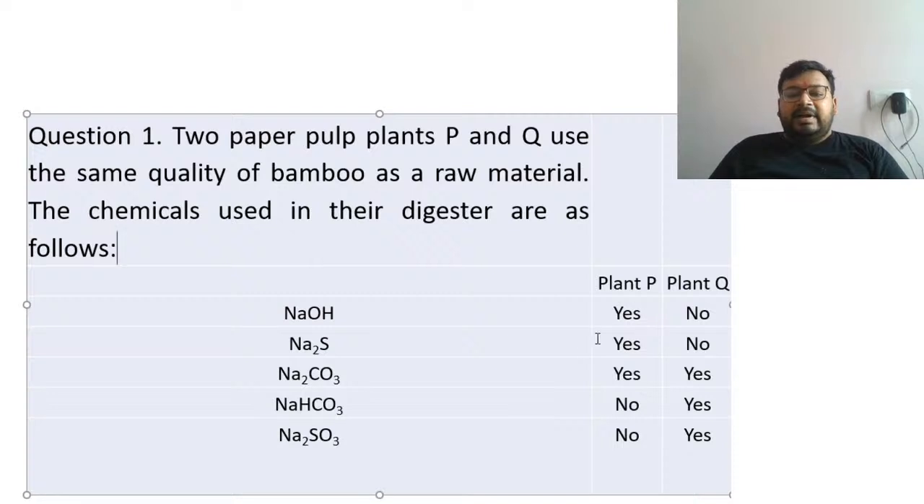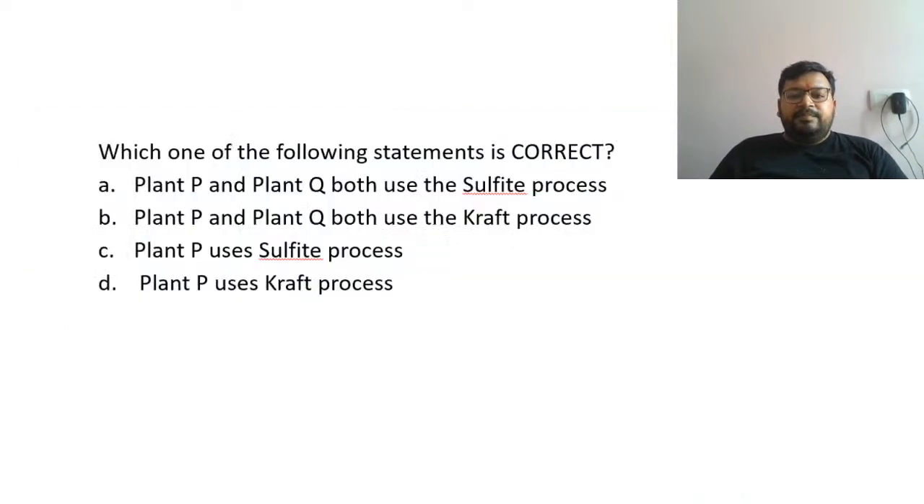So it is clear that the plant P is using the sulfate Kraft process, while plant Q is not using the NaOH and the Na2S. It is clear that the plant Q is not using the sulfate Kraft process. But the rest of the things plant Q is using, Na2SO3, Na2CO3, that is being used by the sulfite process, generally with the magnesium, but here the sodium is given. It's okay. So yeah, the plant Q uses the sulfite process. So very easy choice.